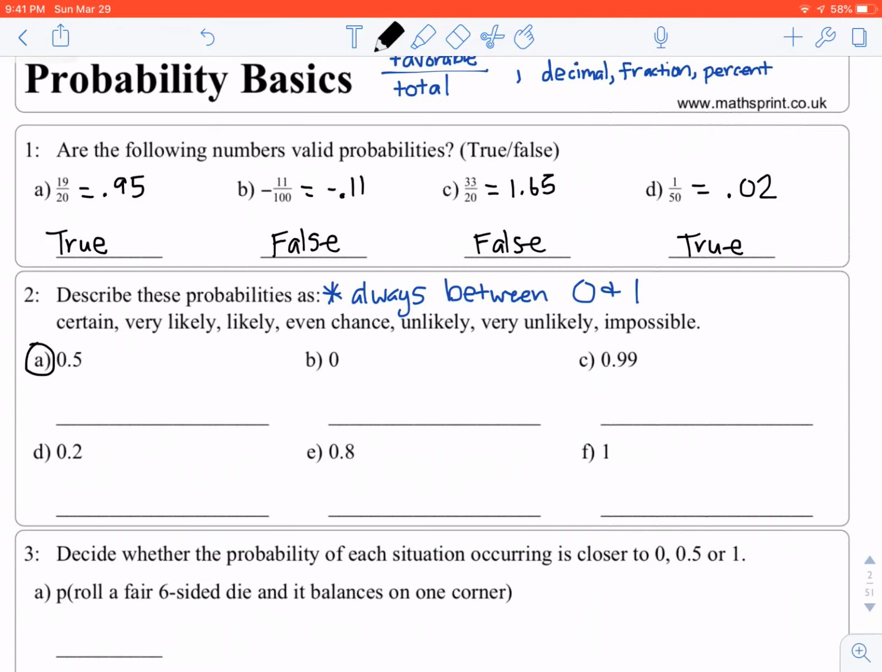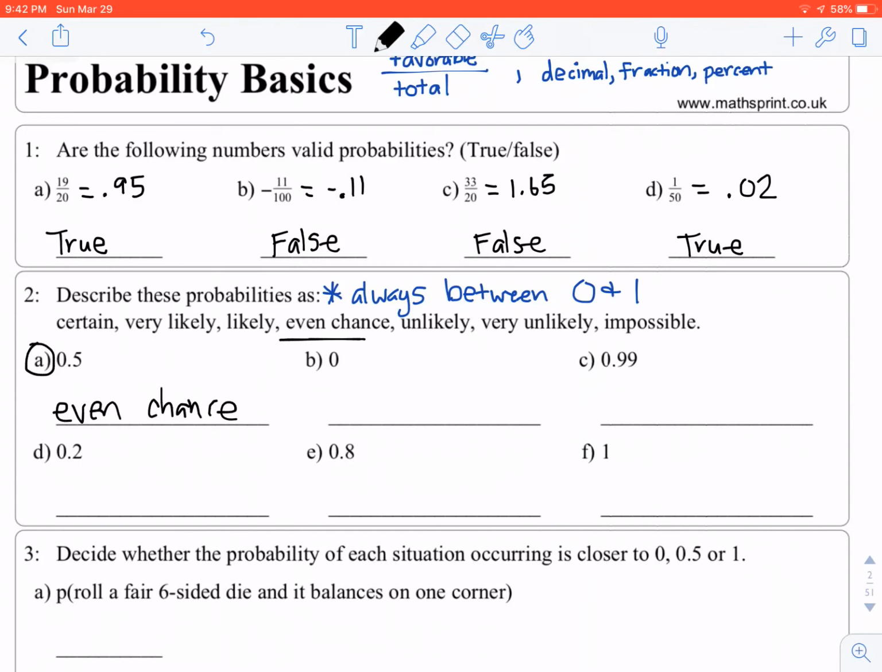Okay, so letter A is 0.5. Thinking about your numbers, all probability is between 0 and 1. If you have 0.5, that's right in the middle. So choosing from that list I just read, that means there is an even chance that it could occur, because it's right in the middle. So it might happen, it might not. It's like flipping a coin. The chance of you landing on heads versus tails is going to be 50%, because it's half and half.